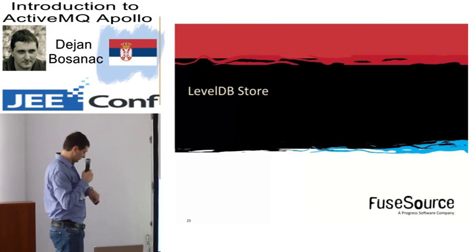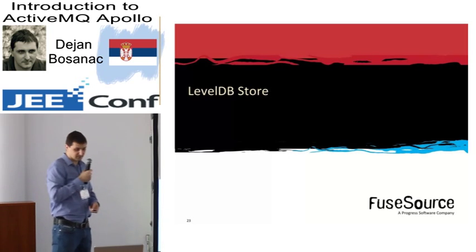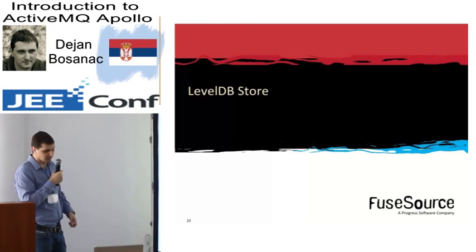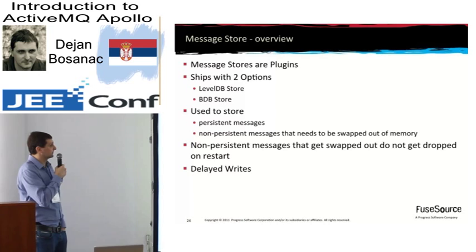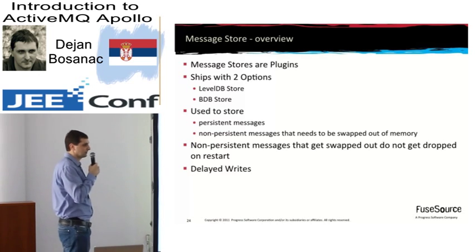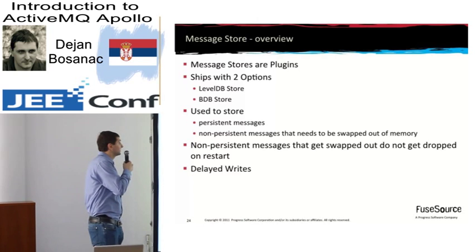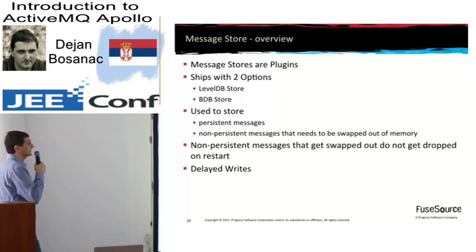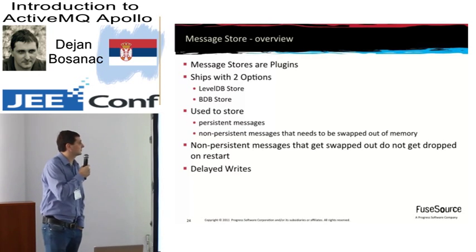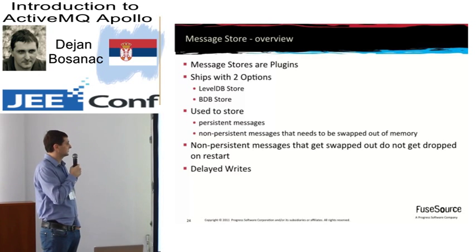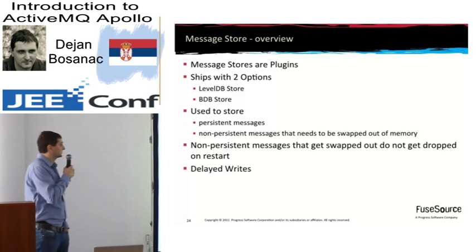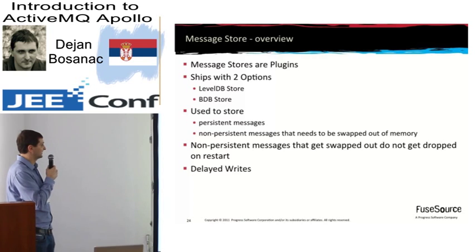The next topic I want to cover is the LevelDB store. It's a new store available in Apollo and also now available in ActiveMQ 5.6.0. Basically, Apollo ships with two stores. The default is LevelDB, and we also have the BDB-based store.